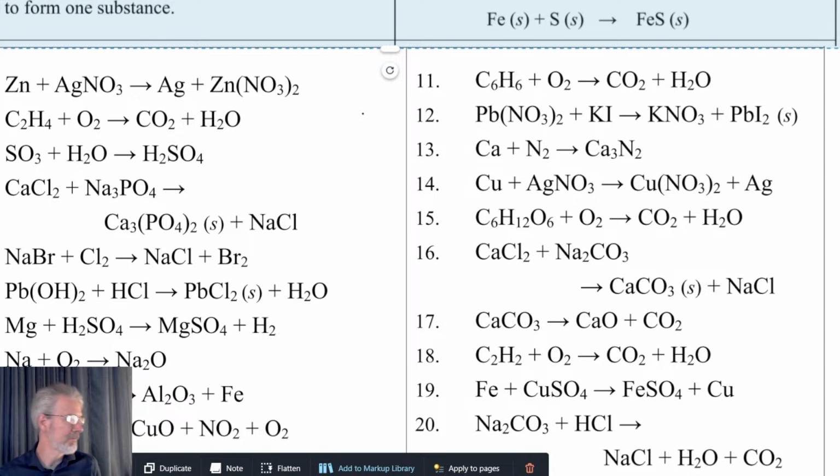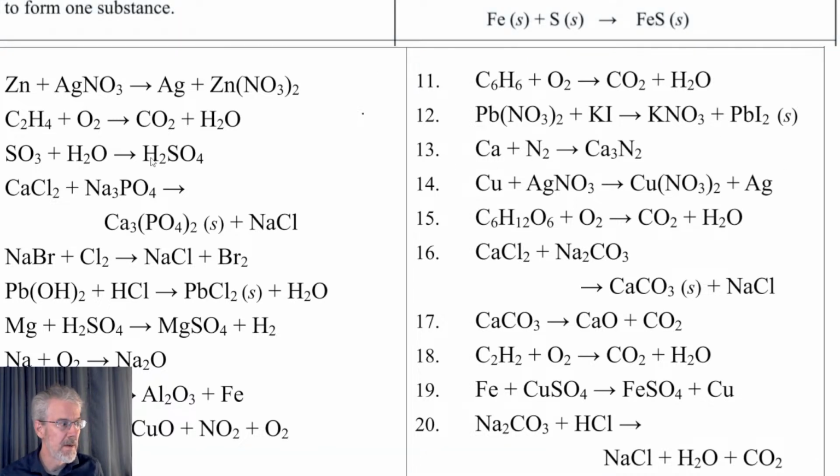All right, so two things coming into one. Trying to find some. Are there any? That's a combination reaction. These two things formed one thing.